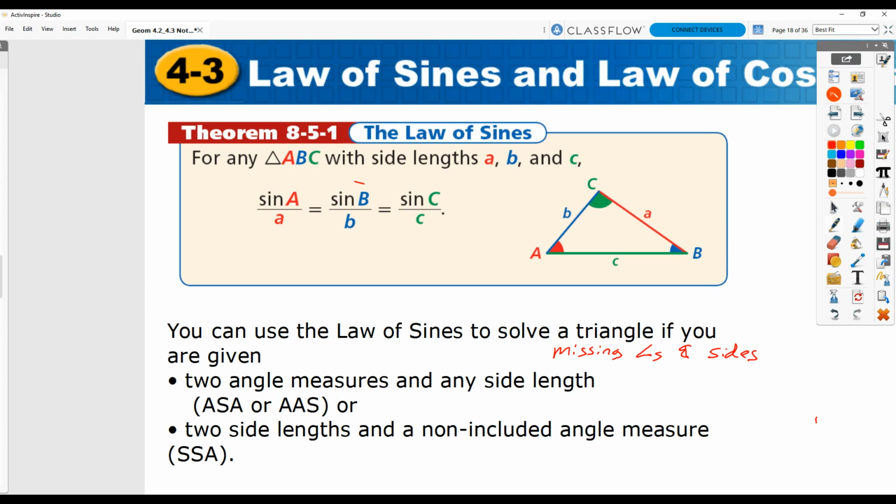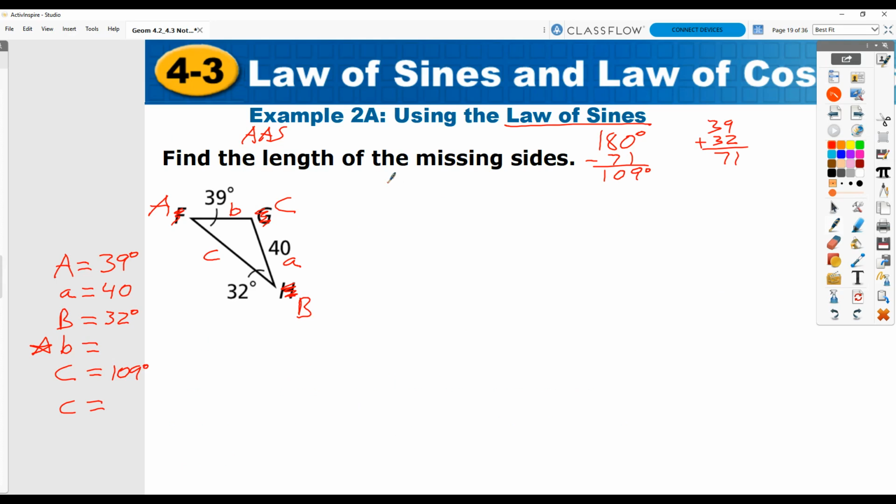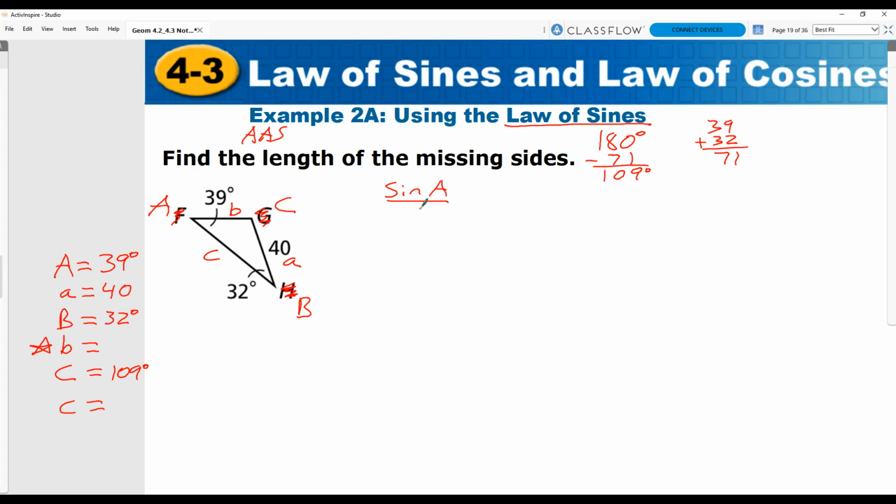So if I set that up, it's going to look like this. We're going to say sine A over the length of A is equal to sine B over the length of B. We're just going to set up a proportion with this part right here. Now we're going to fill in our information with the numbers we have. So for angle A, I have 39 degrees. So sine of 39 degrees over the length of A, which is 40, is equal to sine of angle B, and angle B is 32 degrees, over the length of B, and that's what we don't know. So we'll just leave that with a B right there. So there's our proportion setup.